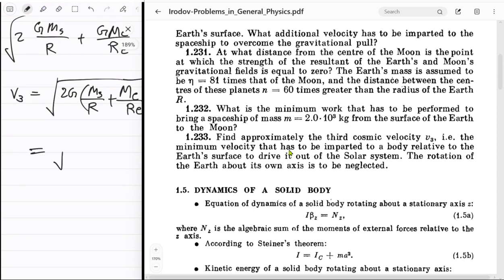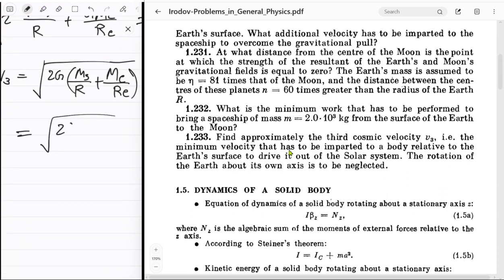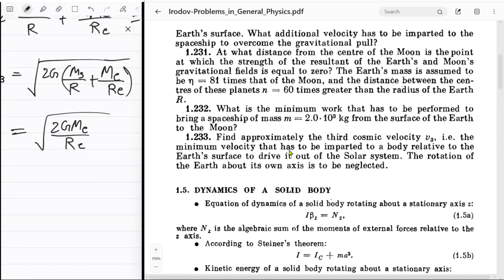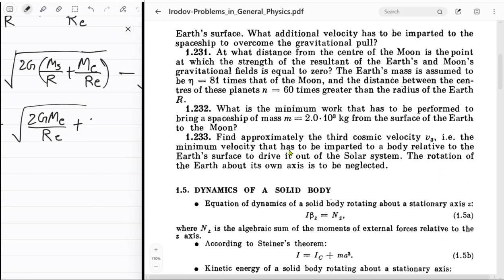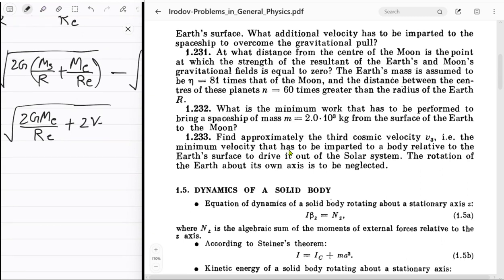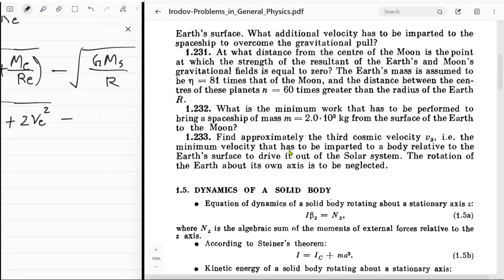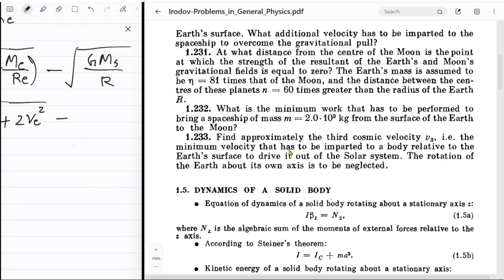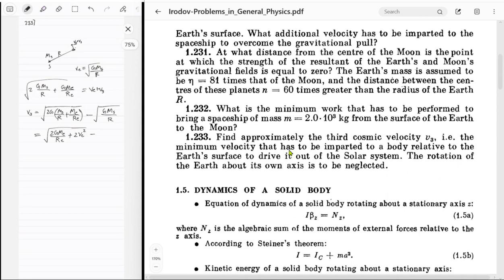So it's going to be square root of, you got this 2gm earth upon r earth, right? But then this whole thing we can write that as just 2 the earth square, and then that thing minus this. So does that make sense? I don't know. I think it should.